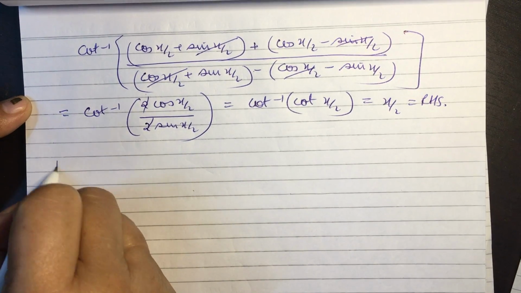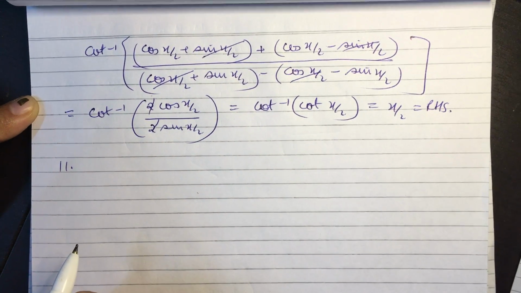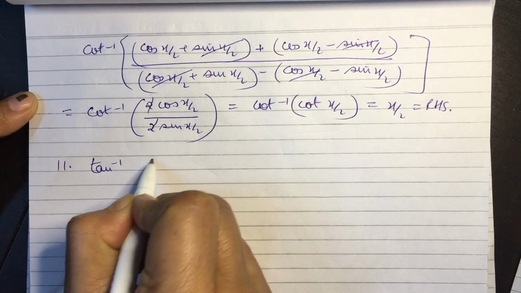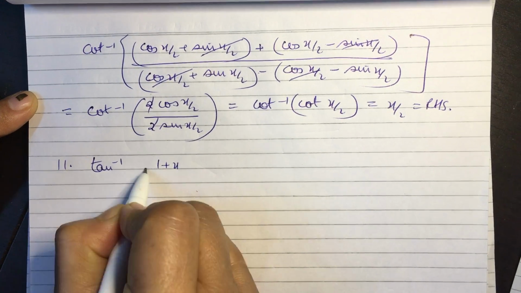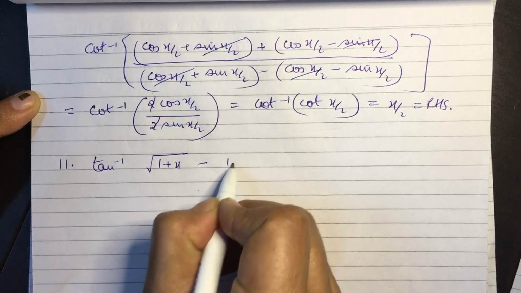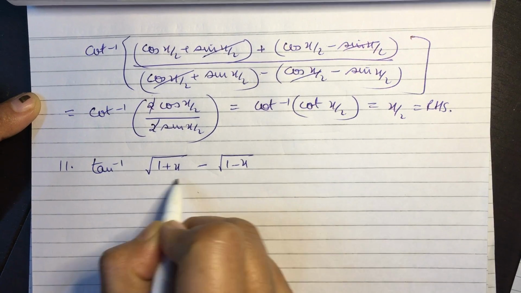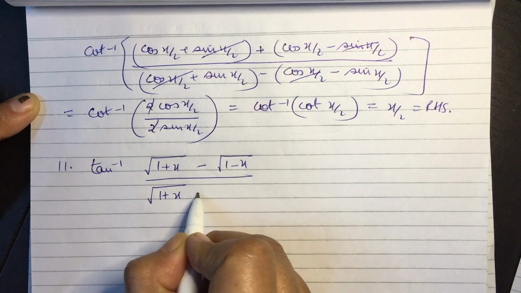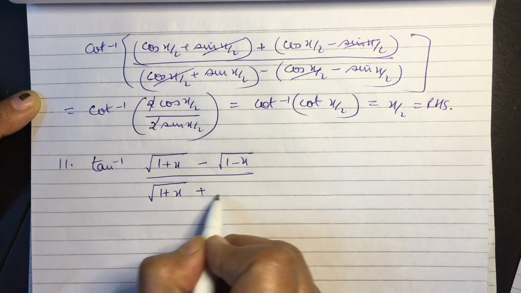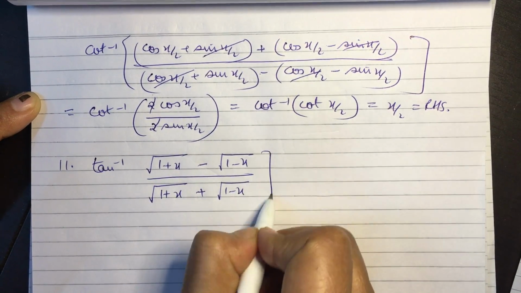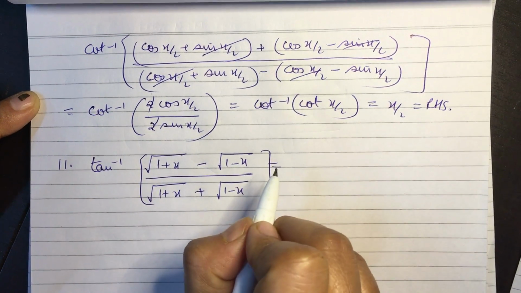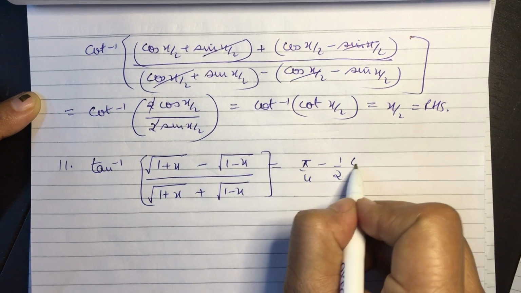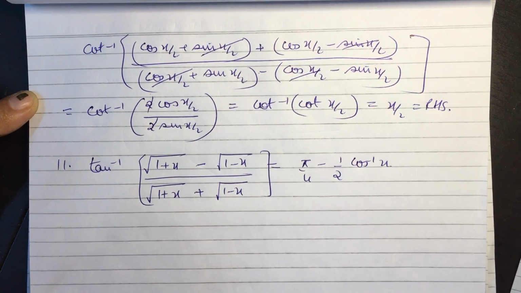There are two ways of dealing with question number 11. It says that tan inverse of (root of 1 plus x minus root of 1 minus x) whole upon (root of 1 plus x plus root of 1 minus x) is required to be proved equal to pi by 4 minus half of cos inverse x.